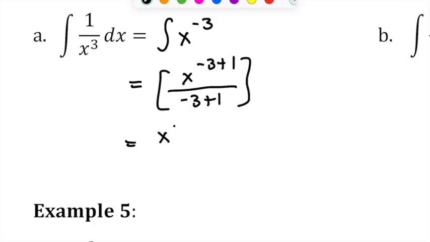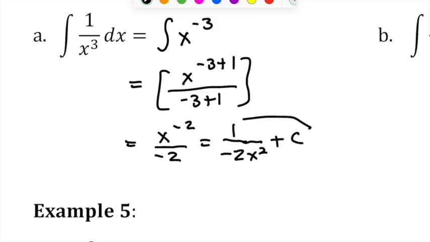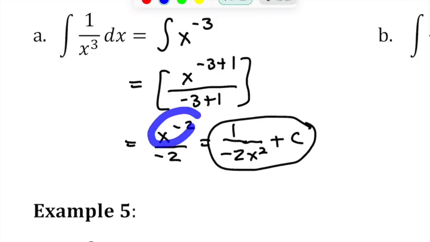So this is going to give me x to the negative 2 over negative 2, which gives me 1 over negative 2x squared plus a constant. Again, this goes to the denominator to be positive. The negative 2 stays on the bottom, and we always add our plus c at the very, very end.